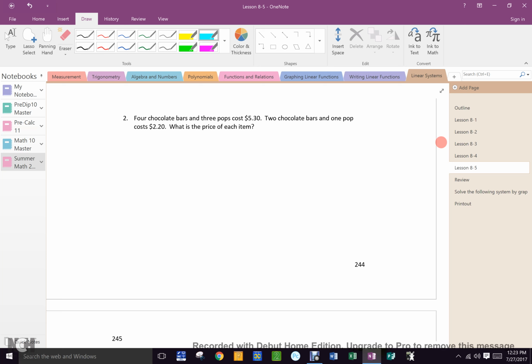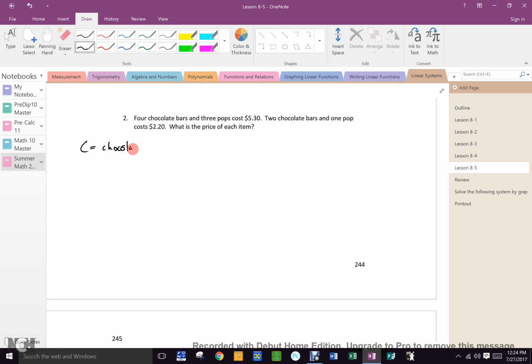Could we use lightning bolts and peace signs? Could we use dollar signs and ampersands? Could we use hashtags and asterisks? Yes. Hashtags, actually, of course, the pound sign, but nobody knows that anymore. So, C equals chocolate. P equals pop.